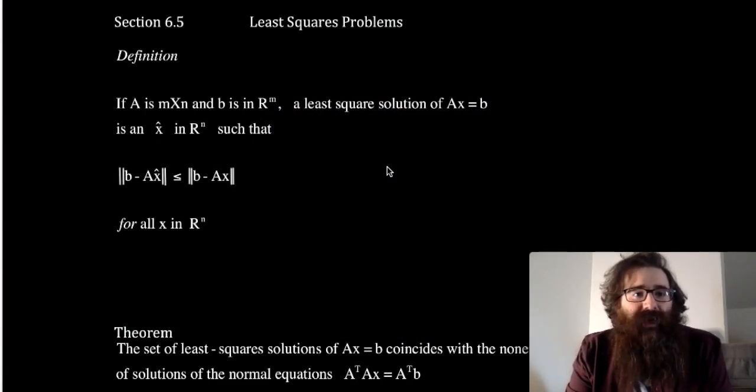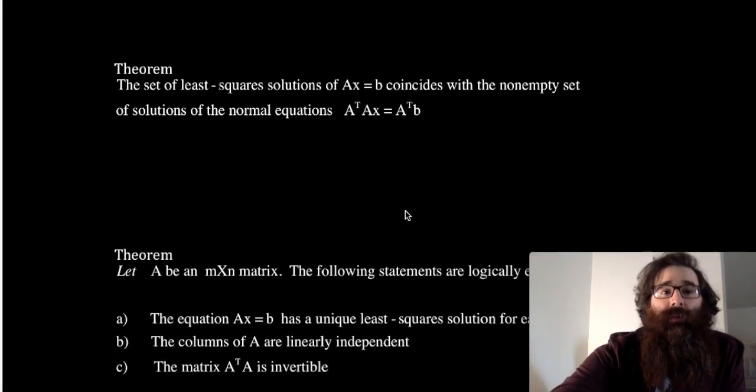If the matrix A is m by n and B is in vector space Rm, then a least square solution of Ax equals B is some vector x hat in vector space Rn such that the magnitude, or length, or norm of B minus A times x hat is less than or equal to the magnitude, length, or norm of B minus Ax. And that's for all x in vector space Rn.